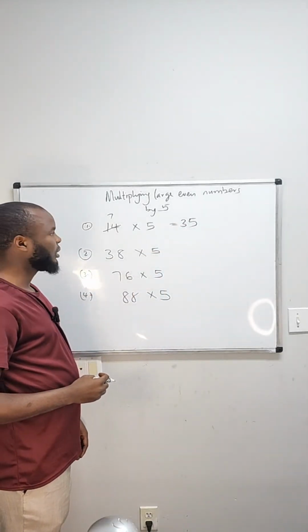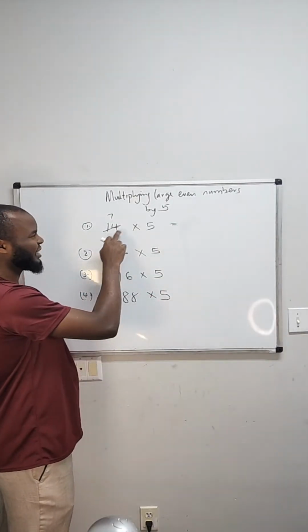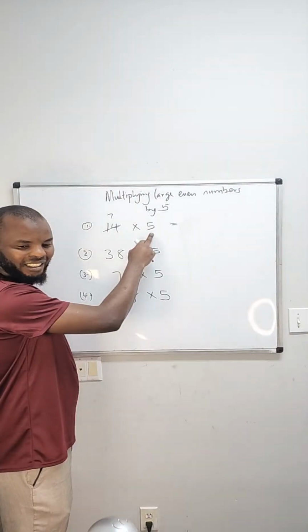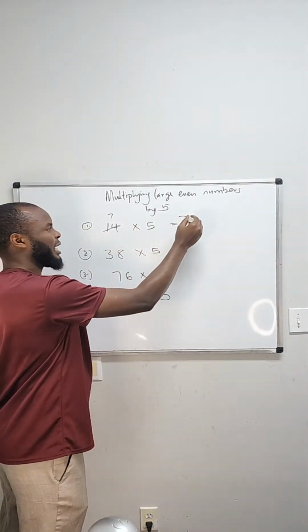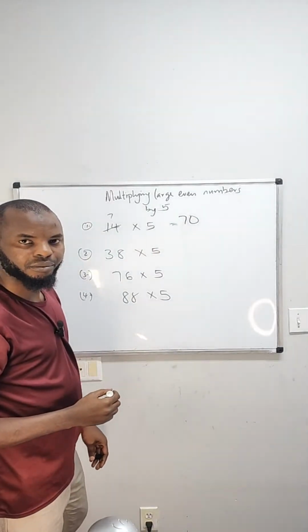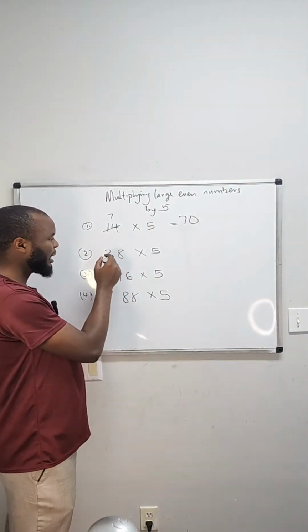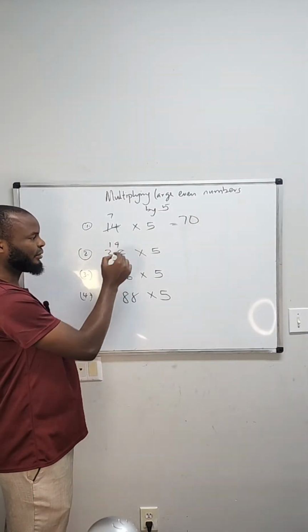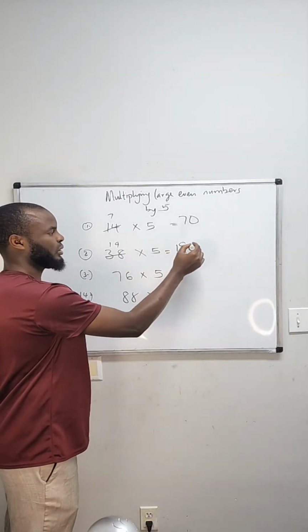Don't do that, please. 14 times 5, right? Just take half of 14, which is what? 7, and add 0 to it. Second, we have 38 times 5. Take half of 38, which is 19. Right? And add 0 to it.